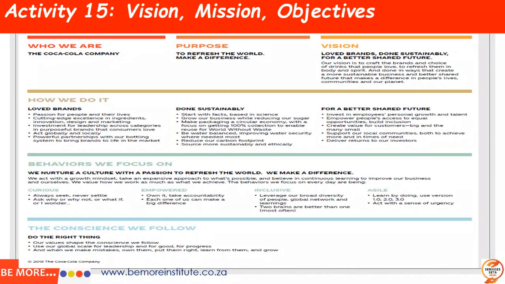So how do we do it? It's more the mission part. So we're taking it from what the vision was saying. So the loved brands, what are they saying about that? They've got passion for people in their lives, cutting edge excellence in ingredients, innovation, design, and marketing, investment for leadership across categories in purposeful brands that consumers love. They act globally and locally. They create powerful partnerships with bottling systems to bring brands to life in the market. So we know ABI, I think it's called Amalgamated Bottling.